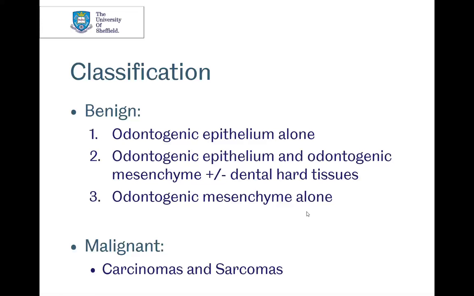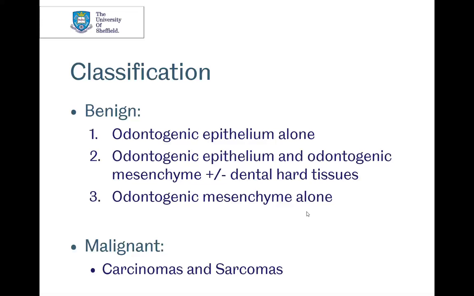In terms of classifying them, we do that largely into 4 groups. 3 of them are benign and 1 is malignant. And when classifying the benign tumours, we separate them largely by their histogenesis. That is, what tissue do they arise from? And so group 1 tends to be those which have arisen from odontogenic epithelium alone. Group 2 are those which have arisen from neoplastic odontogenic epithelium and odontogenic mesenchyme. And so because you have both of these components, it is possible that you'll get true dental hard tissue formation in the group 2 lesions. And then group 3 are lesions which have arisen from odontogenic mesenchyme alone.